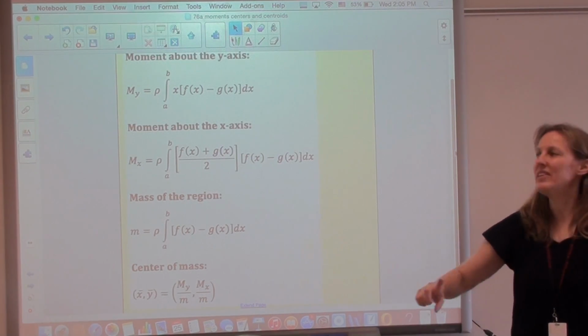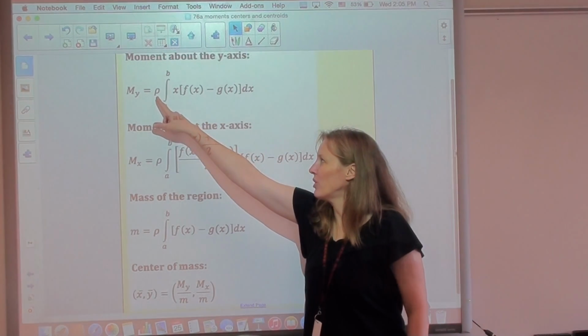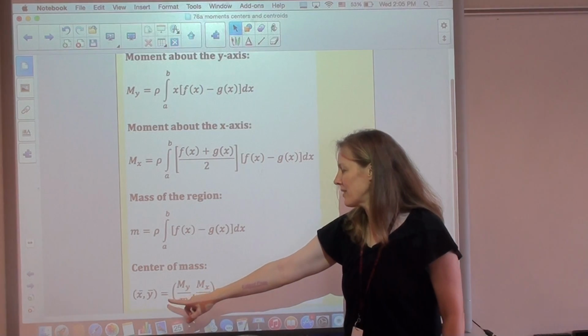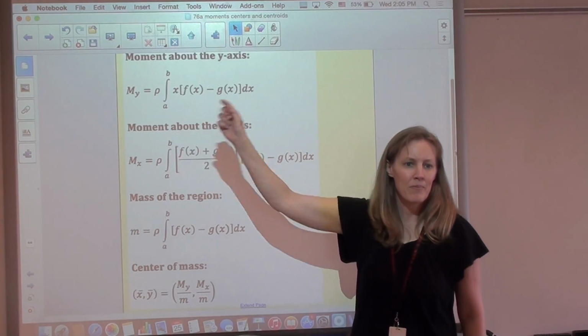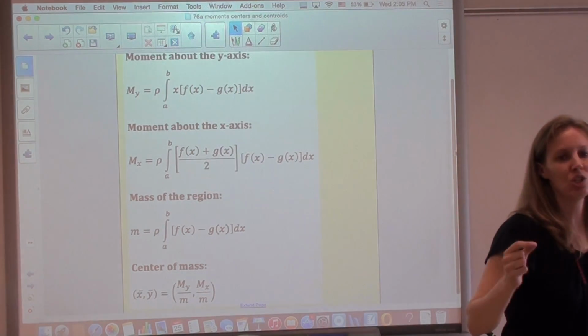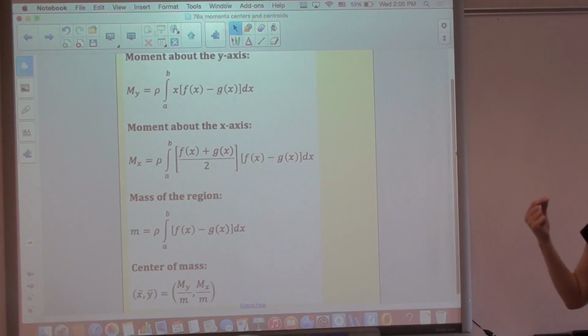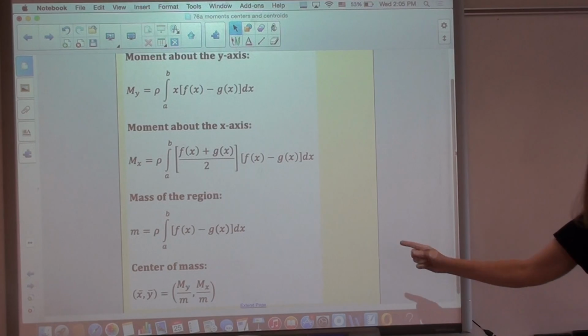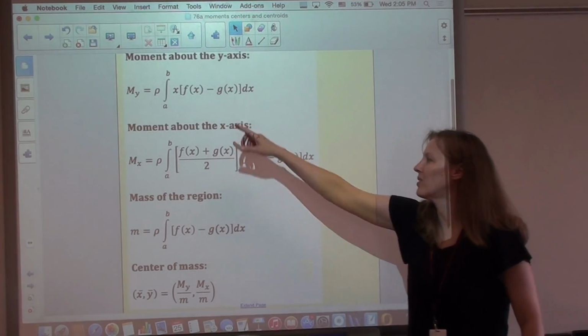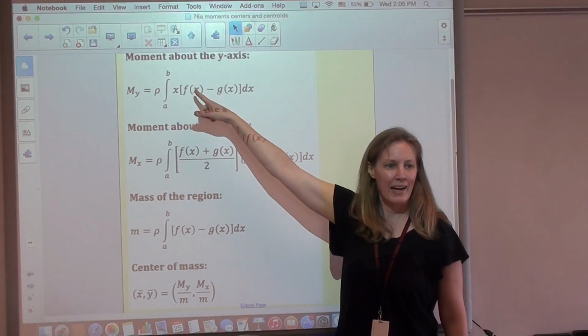So, the Greek letter rho here that's in front of all of these, right, that rho represents the density. One of the things to note is that the density is irrelevant when finding the actual center of mass. This is the moment about the y-axis.